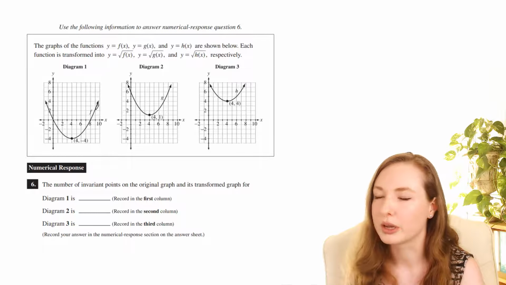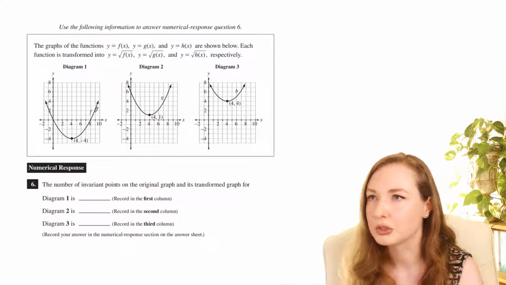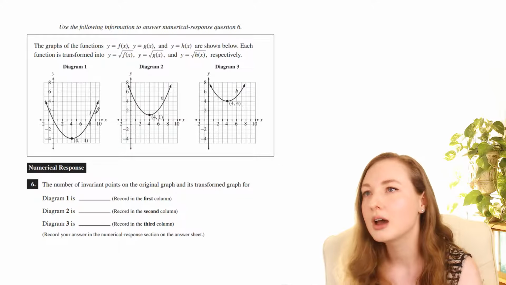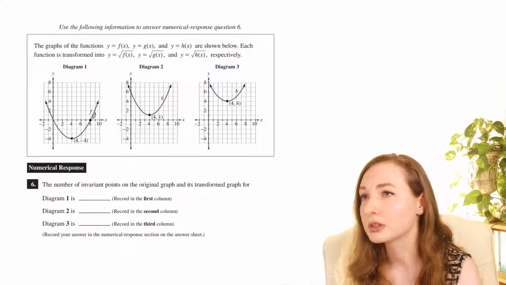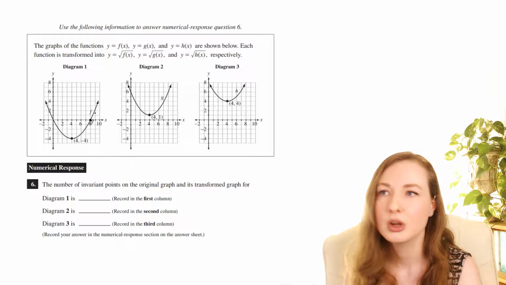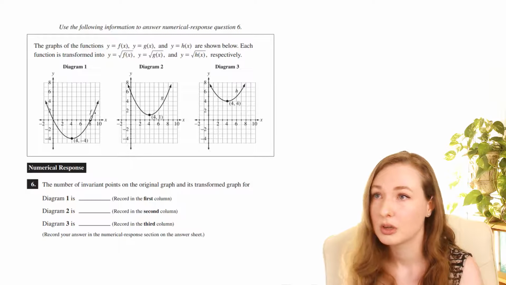So the square root of 2 is like 1.4. So that's going to shift down to like there-ish. So that's 1 point on the graph of y equals root f of x. The 0 is going to stay at 0 because square root of 0 is 0. So that would be one of the invariant points.